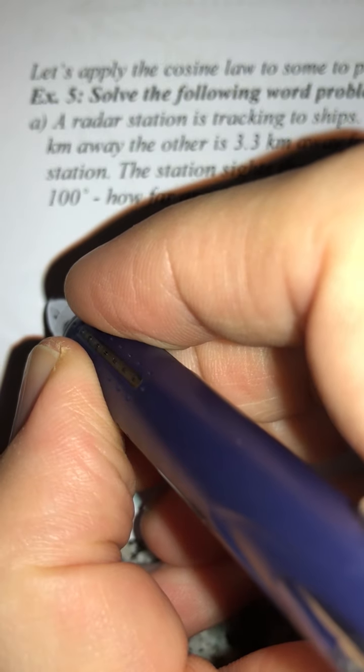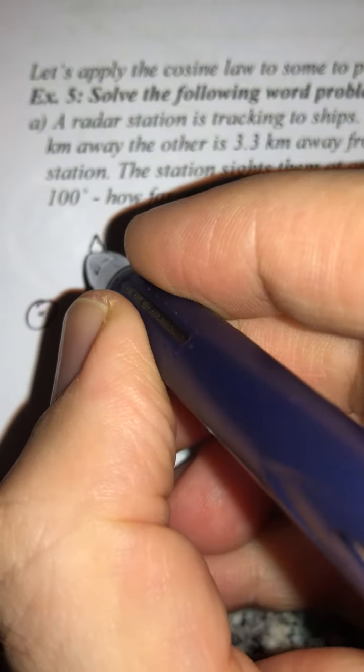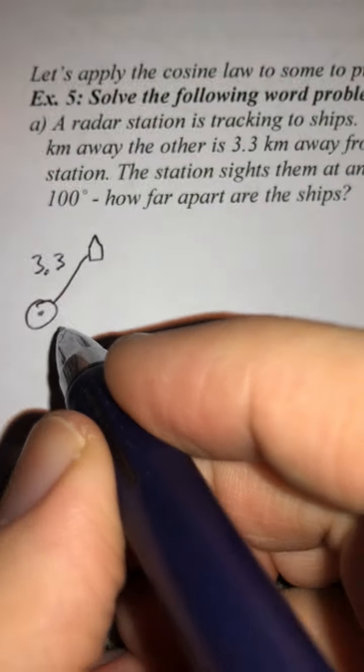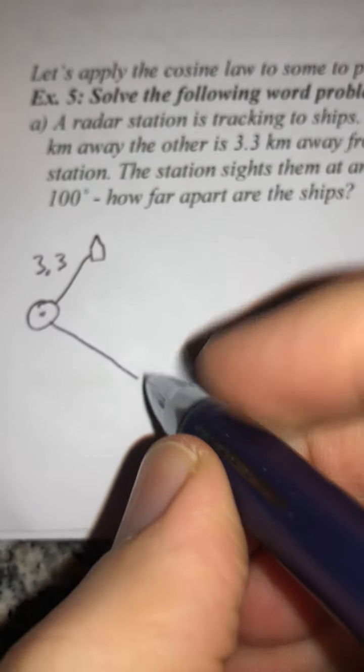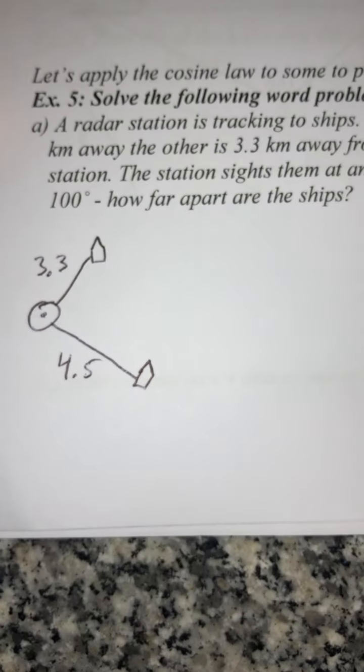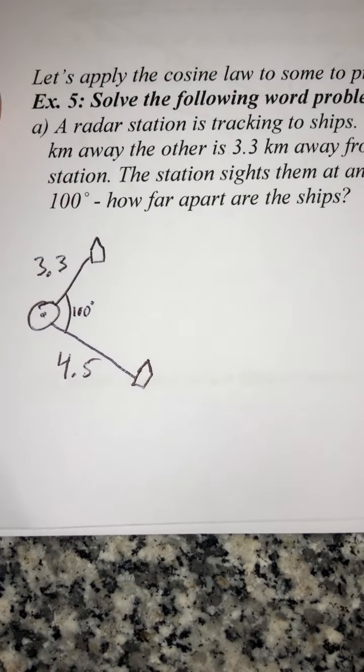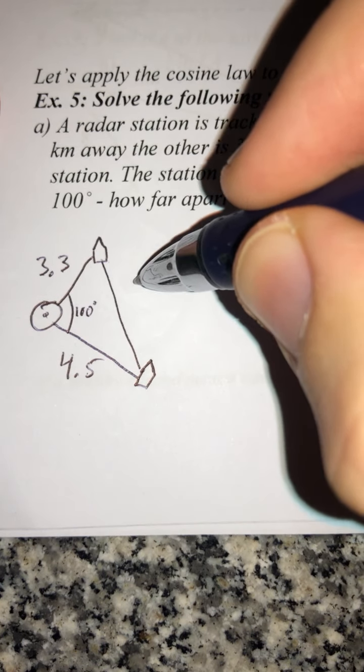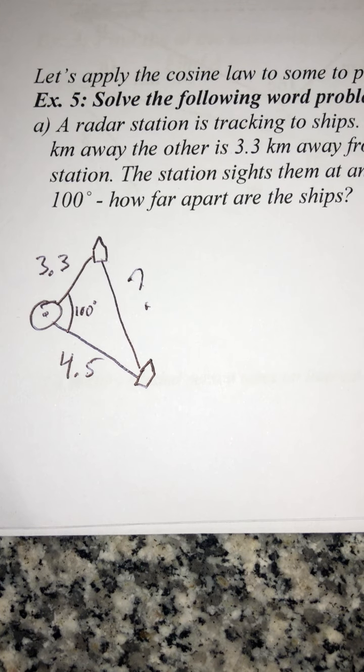So let's draw a picture of this so you can see what's happening. So here's your radar station. They see one boat that is over here. Let's say this one is 3.3 kilometers. They see another one that's way down here. Yes, I know my ships look like houses. So this one is 4.5 kilometers away. And we're told between them here is 100 degrees. We want to know what is the distance between them. So once you draw the diagram for this, it's really not too difficult.